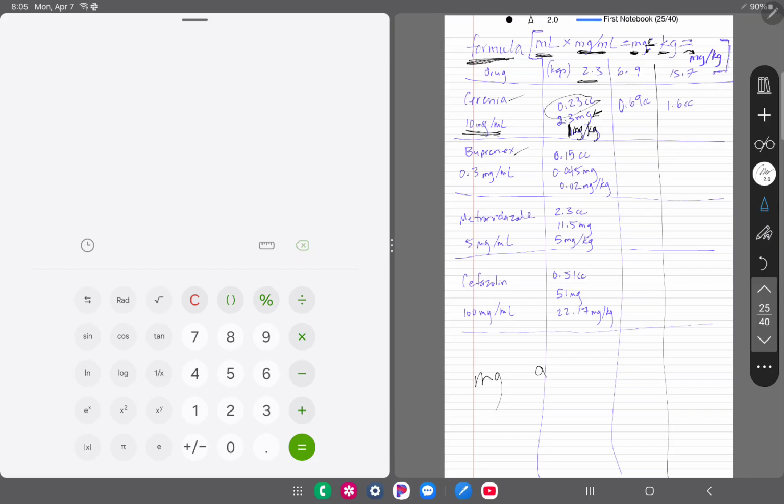So we'll just do our math backwards again. Doctor said 0.15. Got it. So that's my mils I'm starting with. If I take that times mg per mil, which is the concentration on the bottle, always on the bottle, times 0.3, that's going to give me 0.045 mg. Got it.